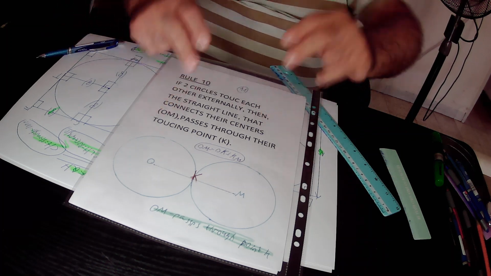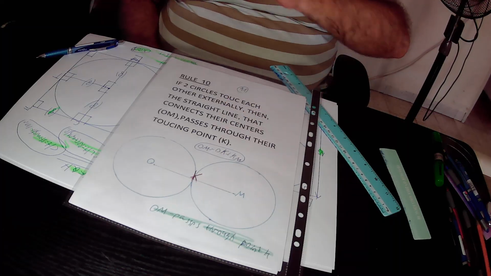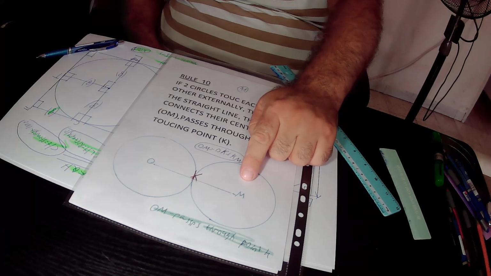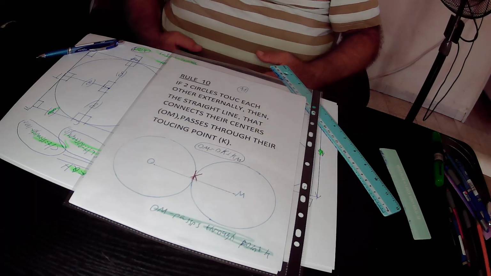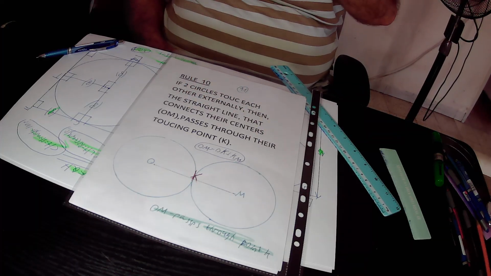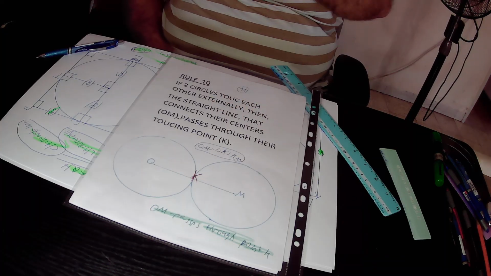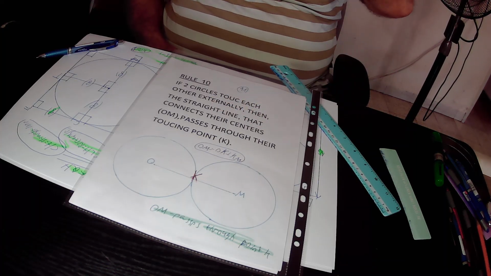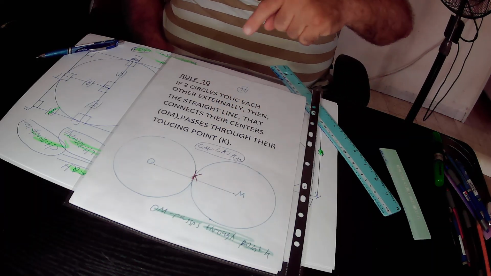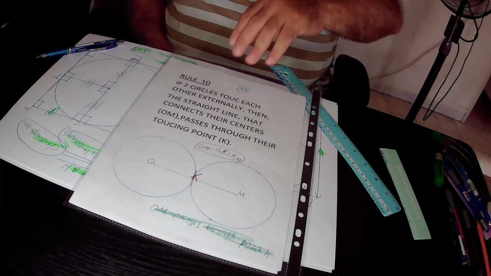So in the drawing, we have two circles. They touch each other externally at point K. The center of this circle is here at point O. The center of this circle is here at point M. And the straight line that connects the centers together is of course the straight line OM. According to Rule 10, the straight line OM must pass through point K, that is their touching point. Again, OKM is one straight line according to this Rule 10.